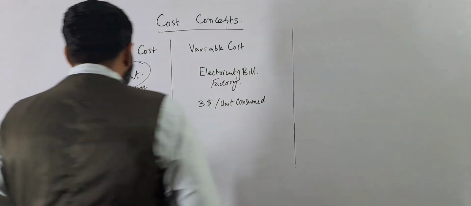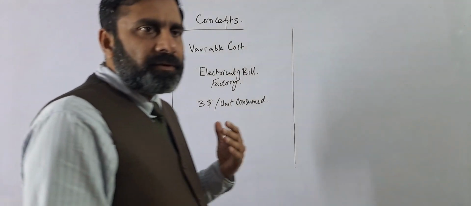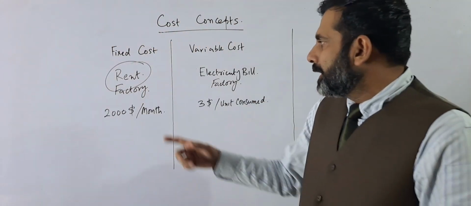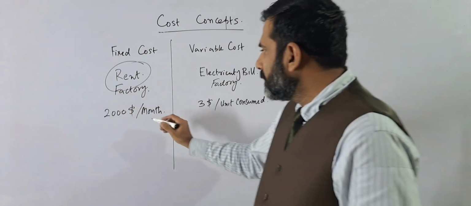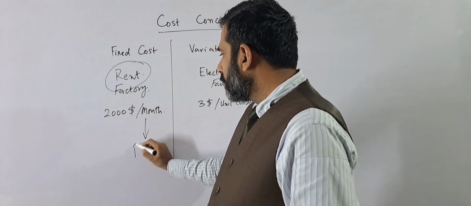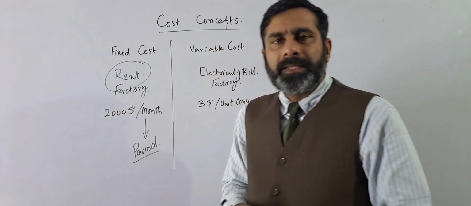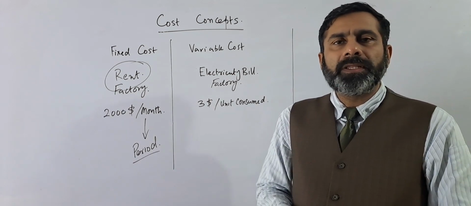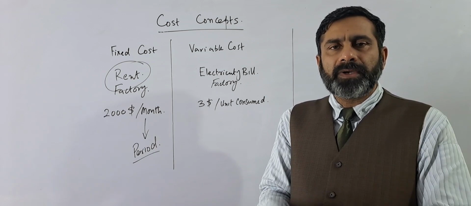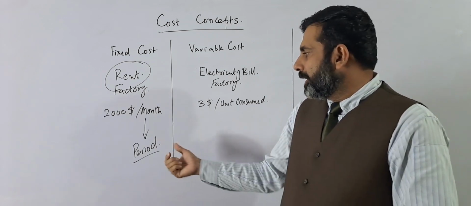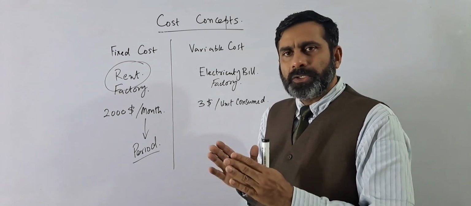Now if we see here, they have to pay a rent. The rent of the factory, how much do they have to pay? That is $2,000 they have to pay, and every month they have to pay. It means that it is based on the period. That is not based on the production, that is not based on the number of units consumed or the number of workers there. So it is simply depending on what? On the period. So they have to pay this $2,000 every month.